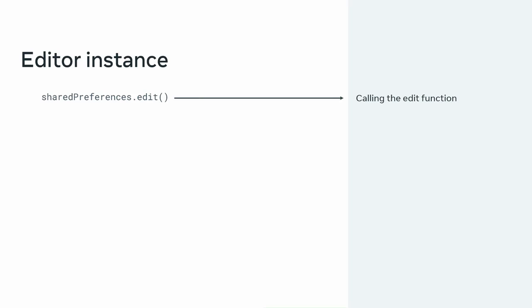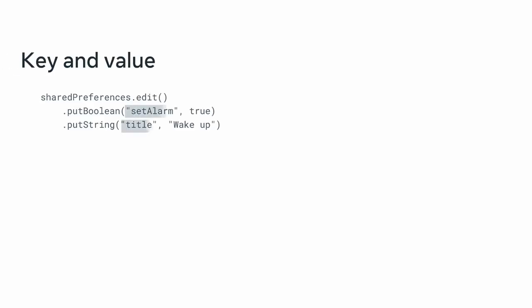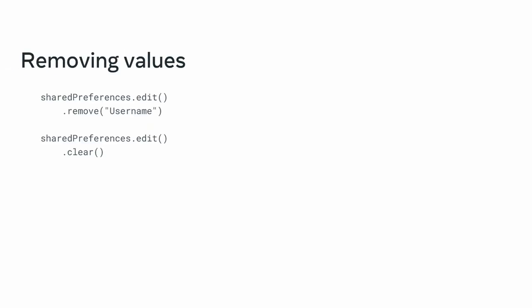The editor exposes a few functions for storing data. Every data type has its own function, including putBoolean, putInt, and putString, and others. Each function takes a unique key as a string and a value to persist. You can keep calling these functions until all the data you want to persist is added to the editor. You can remove values from shared preferences by calling remove, passing in the unique key of the value to remove. You can also remove all values by calling clear.